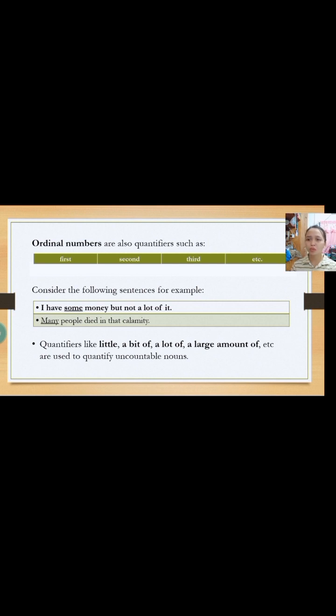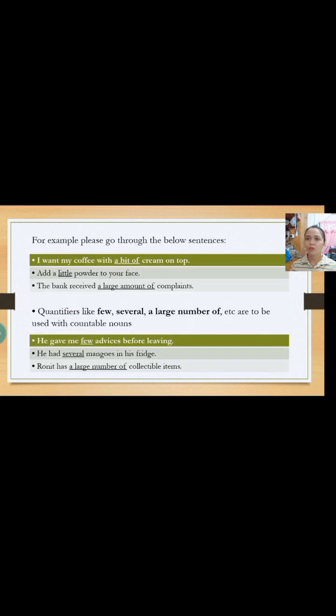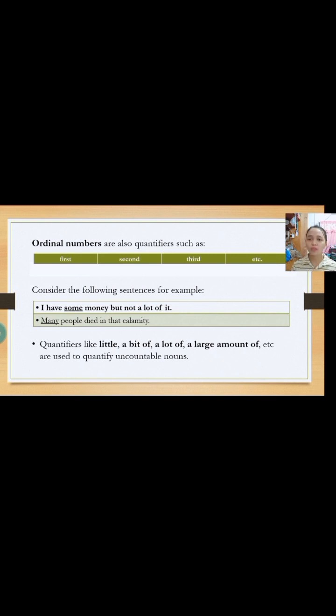Quantifier determiners like a little, a bit of, a lot of, a large amount of, and etc. are used to quantify uncountable nouns. For example, let us go through the below sentences. I want my coffee with a bit of cream on top. A bit of is part of what? Part of uncountable nouns, as based on the slide before this. Quantifiers little, a bit of, a lot of, and a large amount of are used with uncountable nouns.